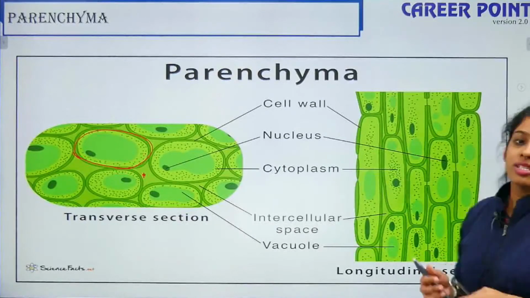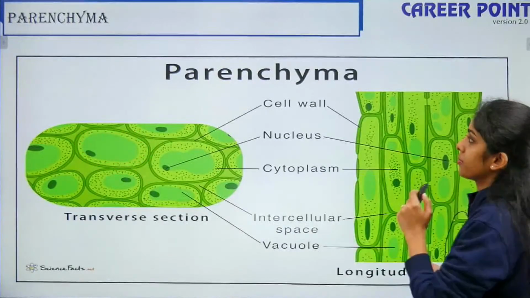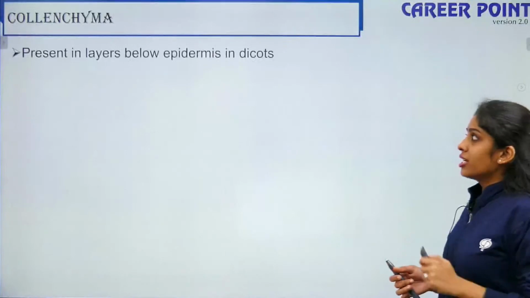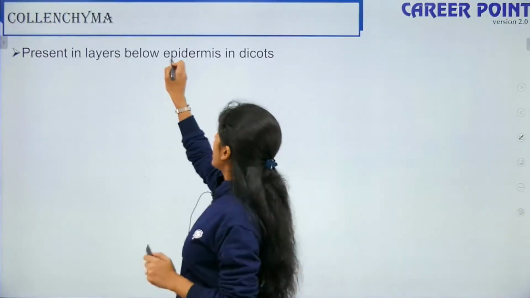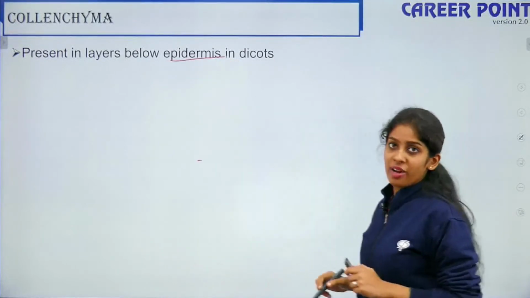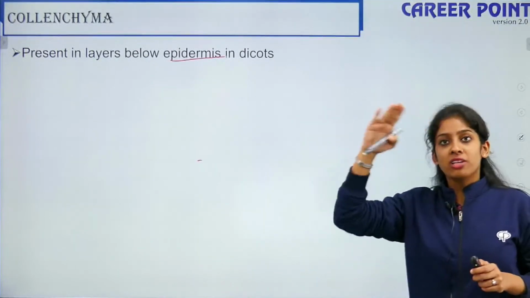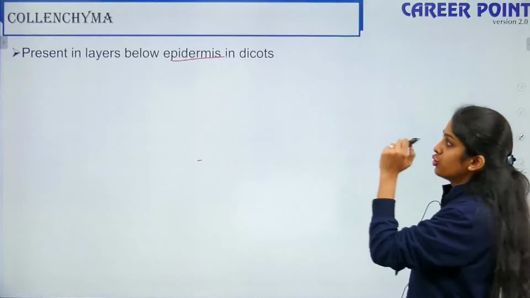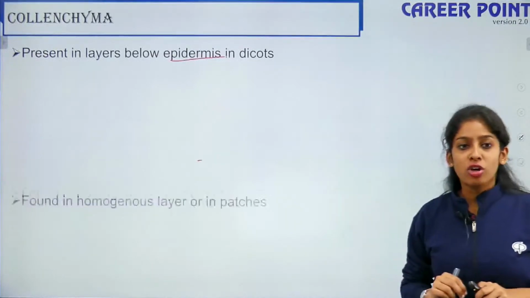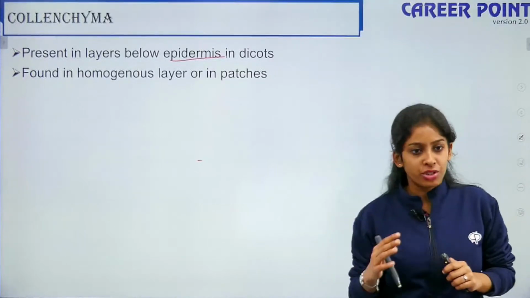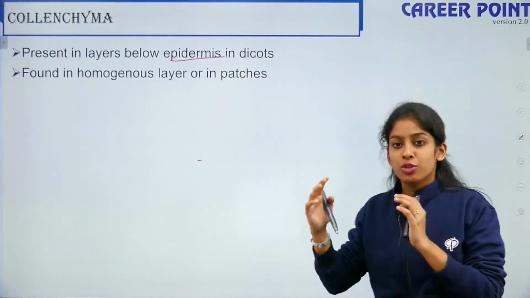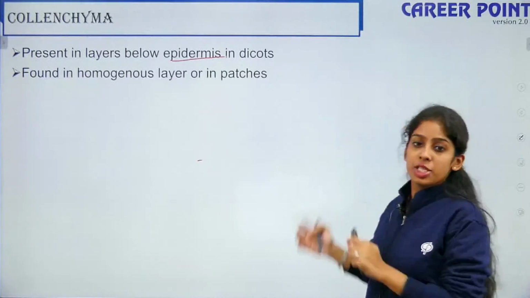Fine. So this is about your parenchymatous cell. Next is your collenchymatous cell. Where is your collenchymatous cell present? It is present in layers below the epidermis in your dicots. In your dicots you have an outer layer called the epidermis, and right below that layer you have your collenchymatous cells. It is found in a homogeneous layer or in patches. You have identical layers of collenchymatous cells, or it is present in patches.